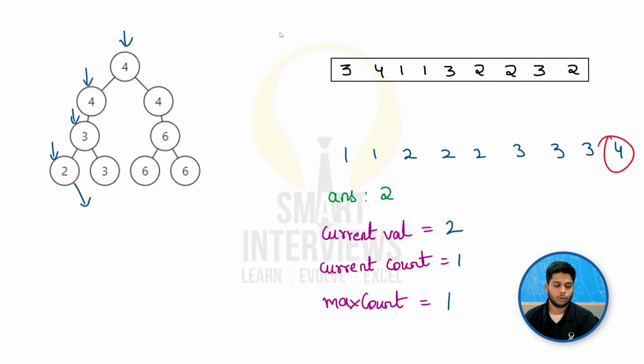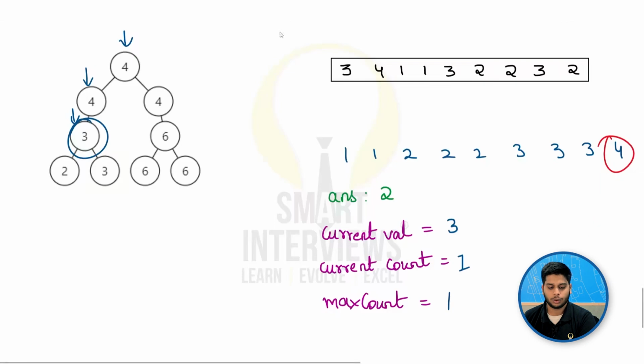So move back to the parent of 2, that is 3. And since now we are at 3, we can clearly see that the current value is different from the node value. So we need to update the current value to 3. And since we have updated the current value, the current count should be updated to 1 as well. And as we can see, the current count is the same as the max count. We are supposed to add 3 into the answer.